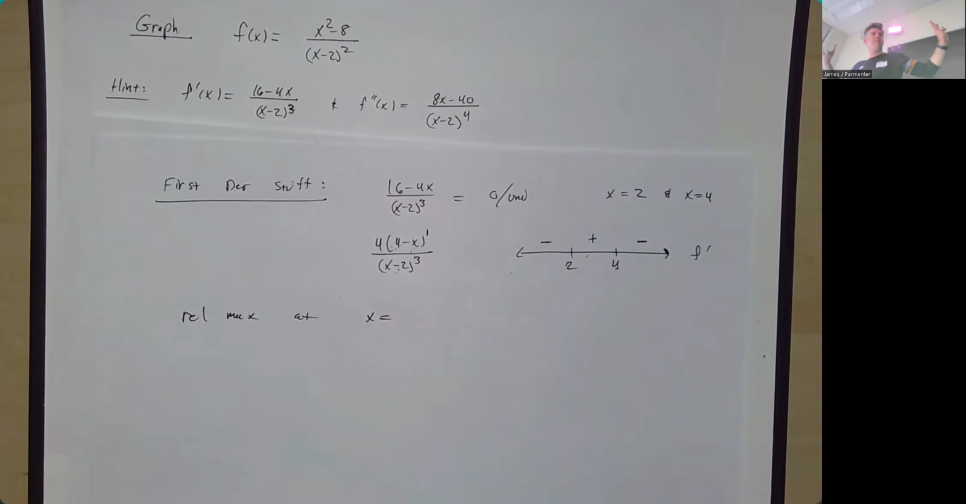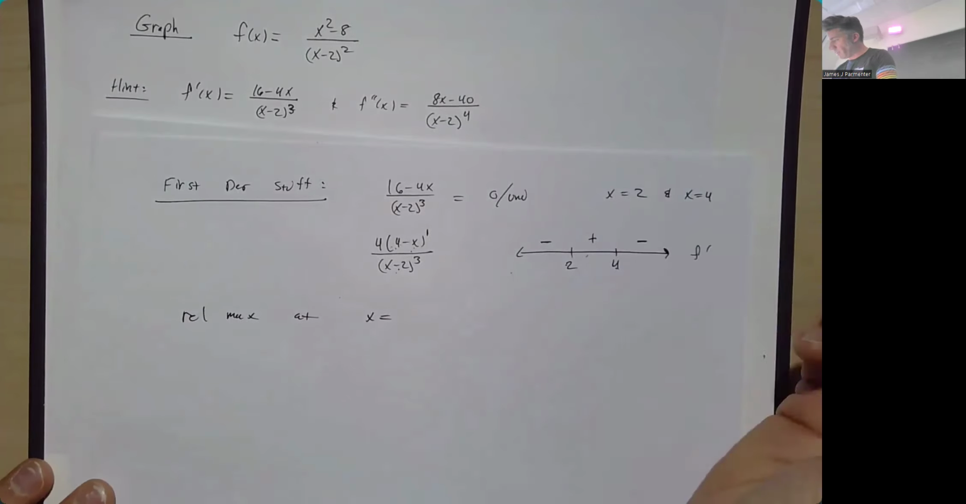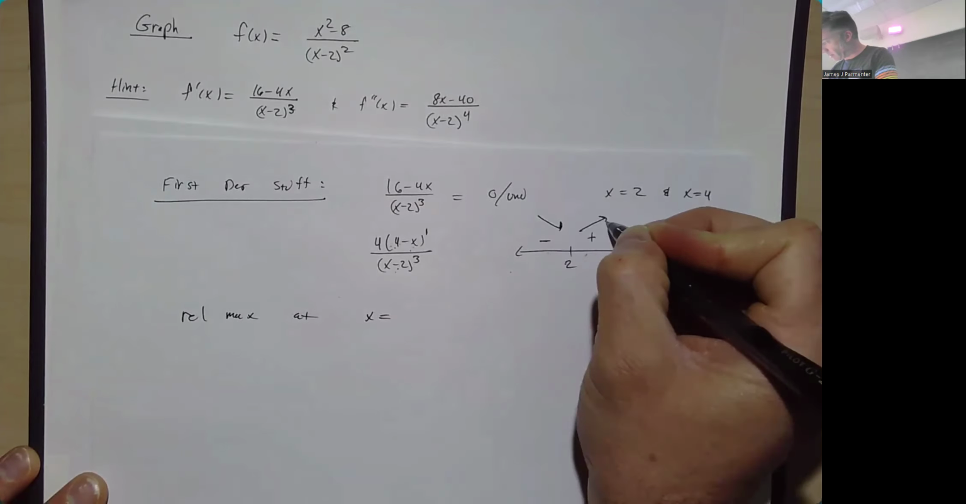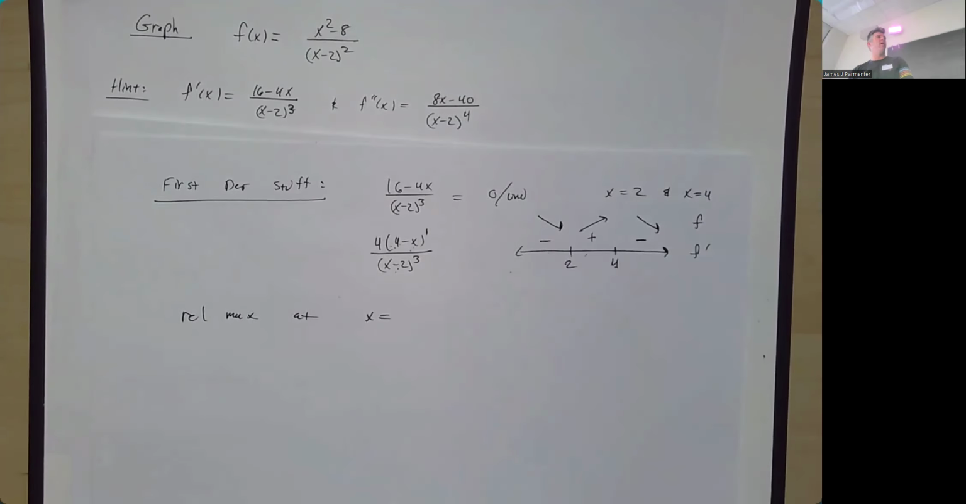Two or 4? Definitely 4, right? Because the function is, I didn't draw the thing. Sorry. I always go decreasing, increasing, decreasing. Now it's easier for us to see, we have a relative maximum of 4 because the function goes from increasing to decreasing.